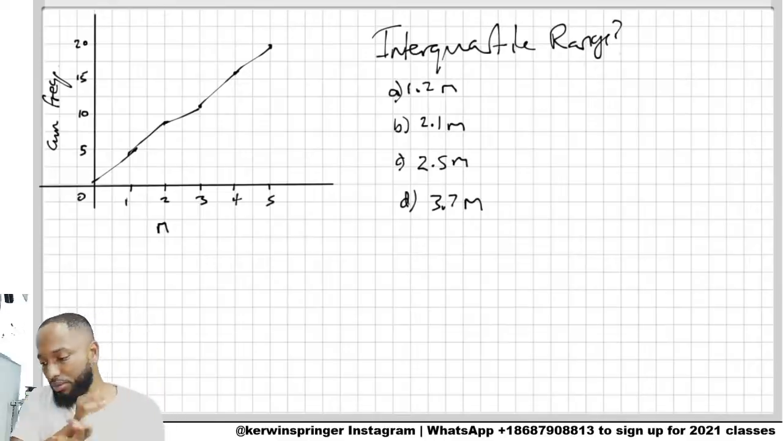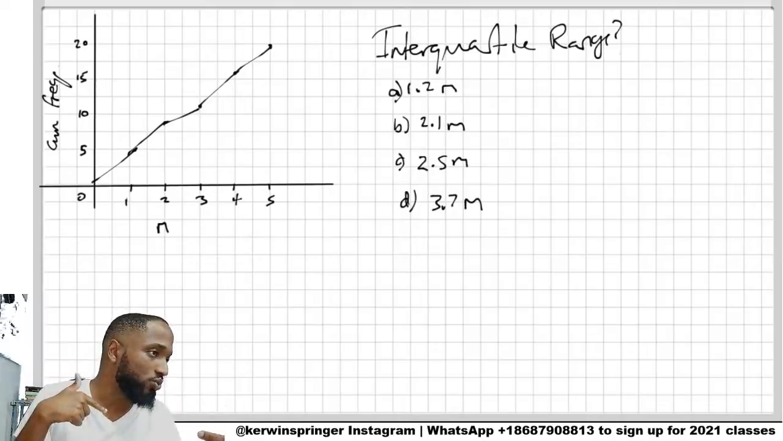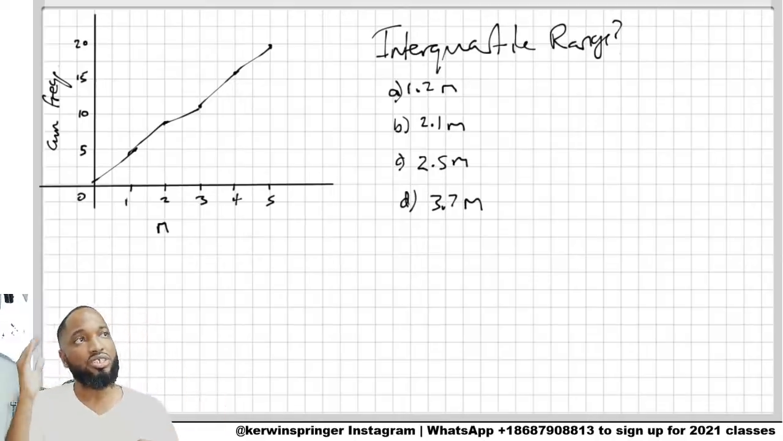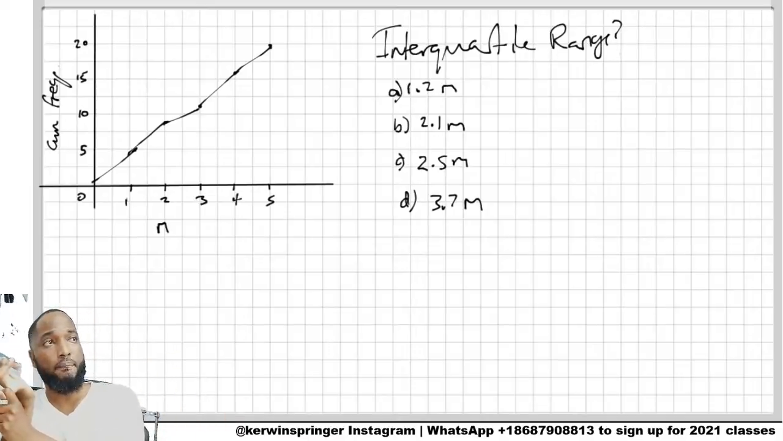There's something called semi-interquartile range, there's something called interquartile range. Semi-interquartile range is when you get the interquartile range and you divide by 2. The interquartile range is Q3 minus Q1. What is Q3? What is Q1? Q2 is the median.